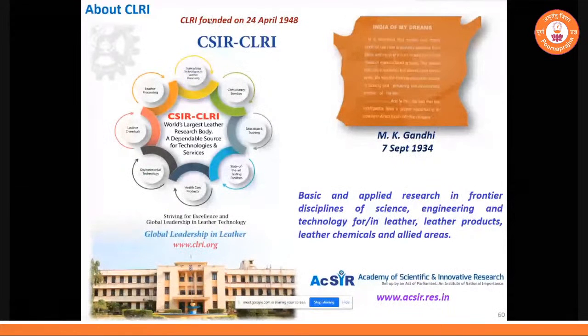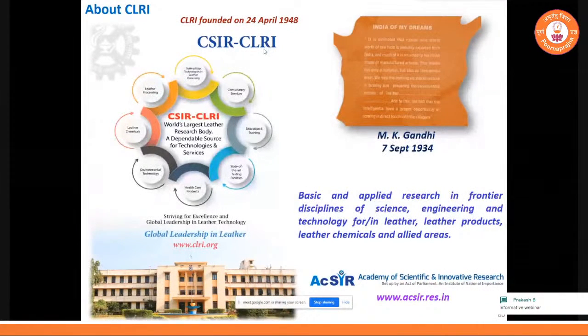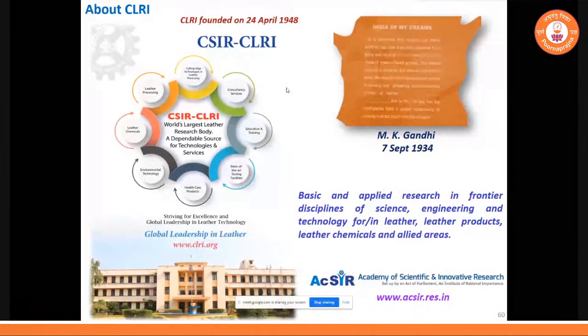And coming to CLRI, of course, our institute was founded in the year 1948. In another 2 years we are entering into our 75th year. The main motto of our institute is basic and applied research in frontier disciplines of science, engineering, technology, in leather, leather products, leather chemicals, and allied areas. There are core leather groups working towards leather, and we are also working in basic science too.